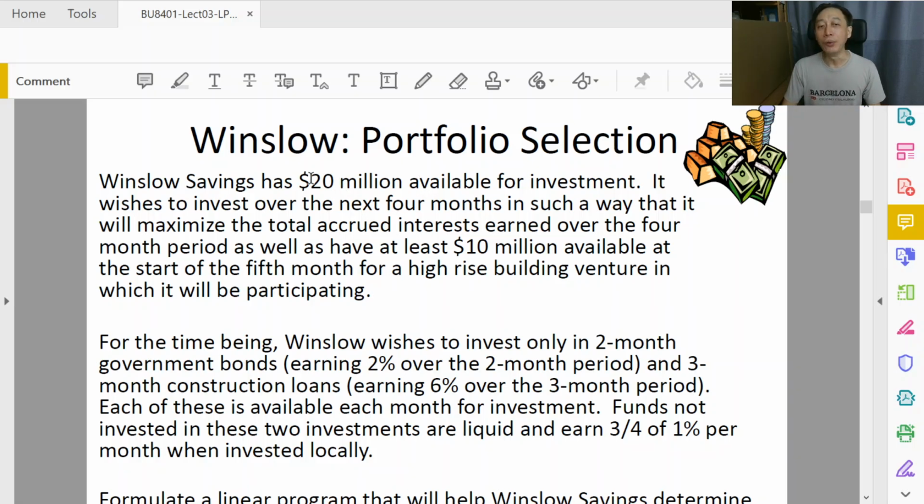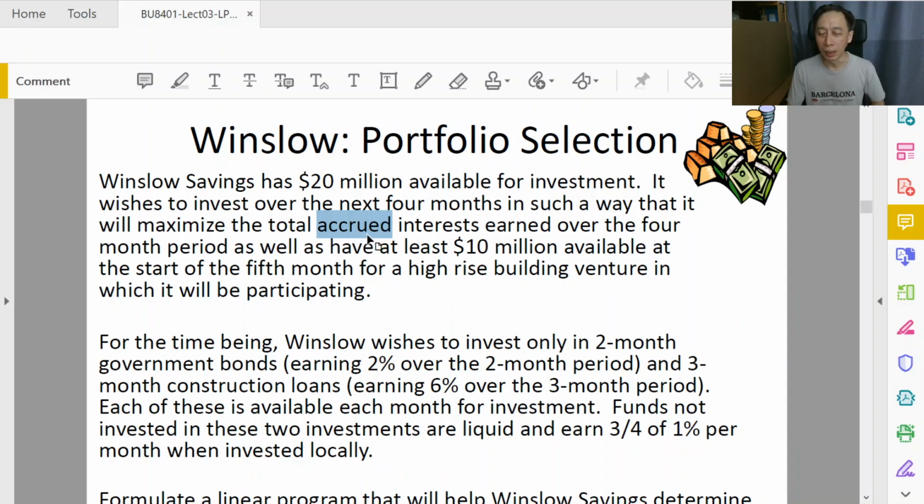All right, so here in this scenario, the fund manager has $20 million at the start. Okay, at the start of the time of investment. It wishes to invest over the next 4 months. How do we tell the model that it is 4 months? In such a way that it will maximize the total accrued interest. Accrued here means that the moment you have invested the amount, the interest is already yours, considered yours, even though you haven't received them already. It's considered yours because legally it's legal binding, so the interest is due to you, but you cannot get it until the investment horizon has lapsed.